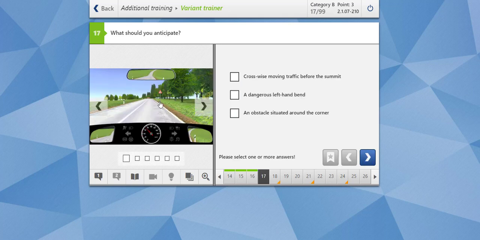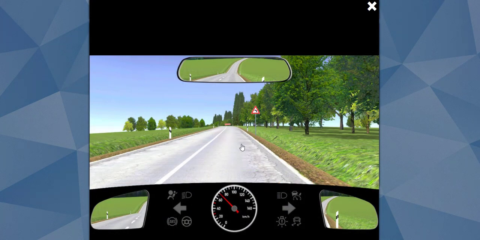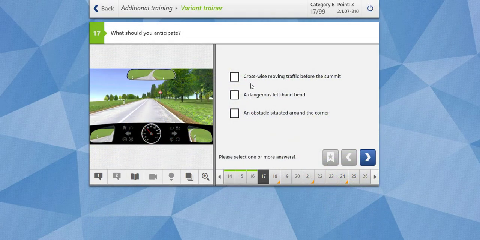What should you anticipate? So we are looking here. This traffic sign shows the sharp bend. So there is a sharp bend. It is also represented over here. So what can we anticipate in this case? Let's look at the options.